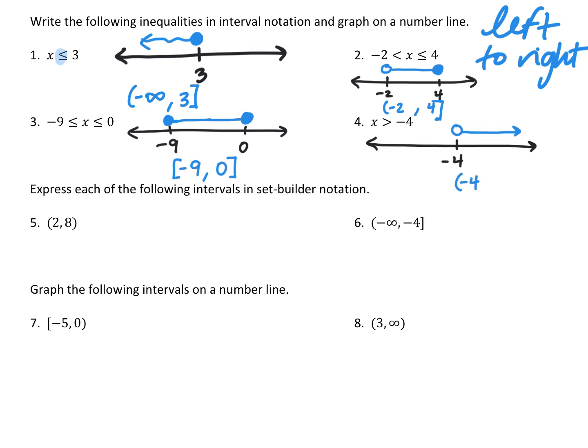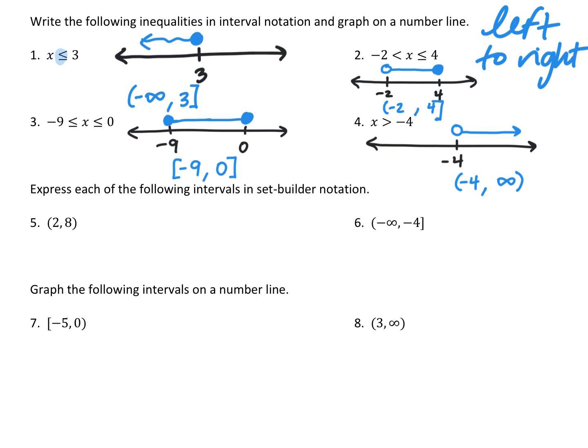That one is a parenthesis because it is an open circle, is not equal to, and then it's headed towards infinity. An infinity sign should always have a parenthesis. You can't put a point at infinity, and so it will never have a bracket. It will always be a parenthesis.